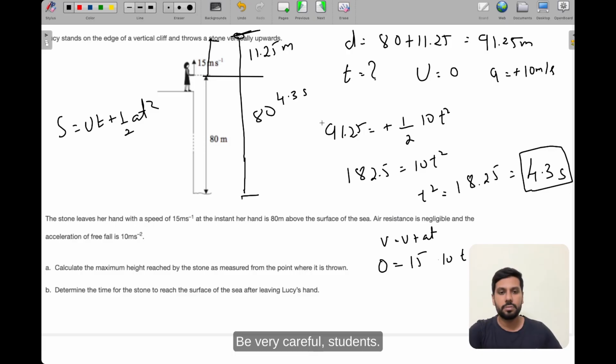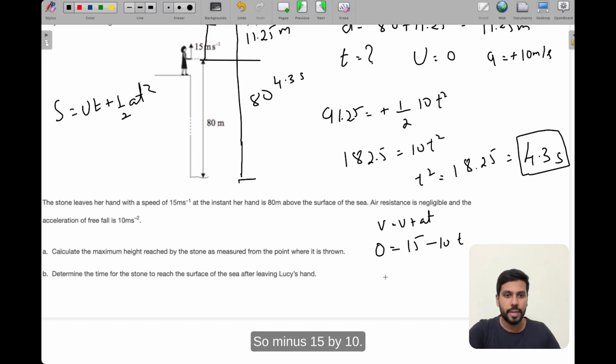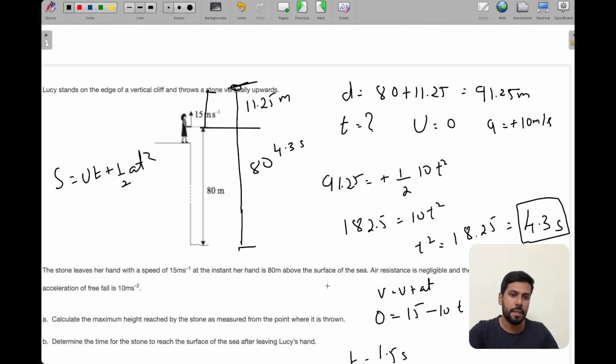Be very careful, students. Even the best of best teachers can make mistakes. Error mistakes can be made by anyone. So minus 15 by 10, so you are going to have 1.5 seconds as time. Your time is 1.5 seconds to go upward.